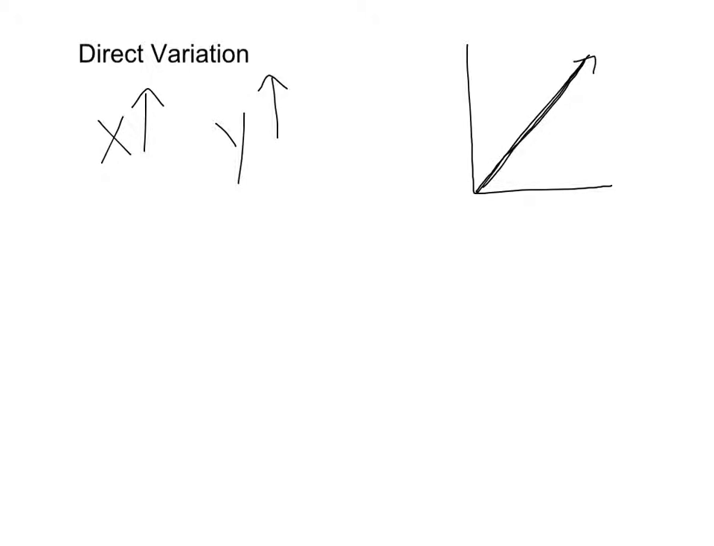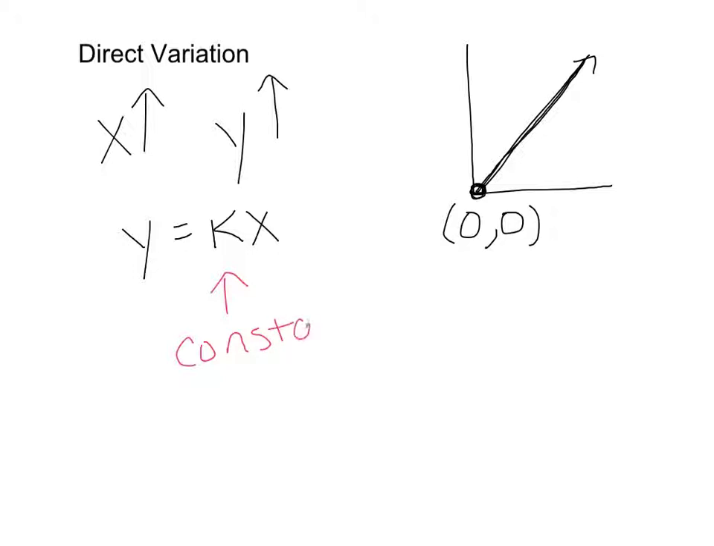One thing that's also important about direct variation is that you always go through the point 0, 0. If you have nothing of one variable, then you have nothing of the other variable. The equation for direct variation is y equals kx. Now that k is called the constant of variation.